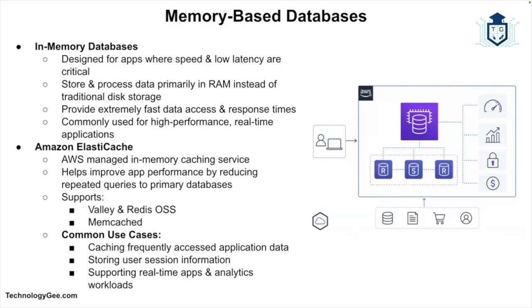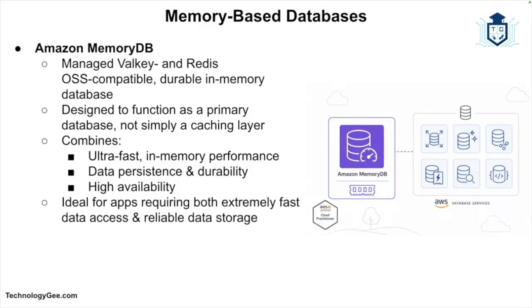How this relates to the real world: let's say that your website gets millions of users. Instead of you querying your main database every time, you store frequently accessed data in Elasticache, and this reduces load and improves performance dramatically. Now, another service that you need to be aware of is Amazon MemoryDB for Redis. And unlike Elasticache, which is mainly for caching, MemoryDB is designed as a primary database with durability. And that means it has ultra-fast performance, data persistence, and high availability. And this is useful for applications that need both speed and reliability.